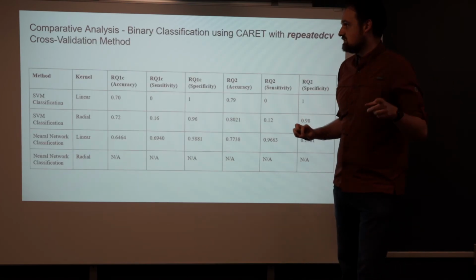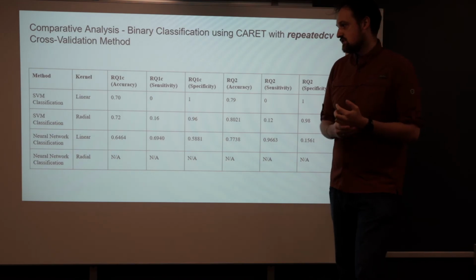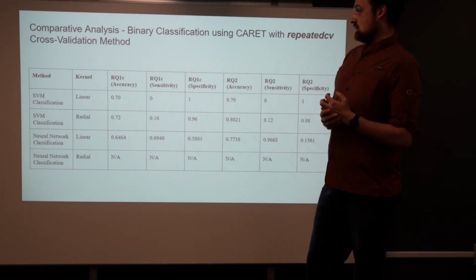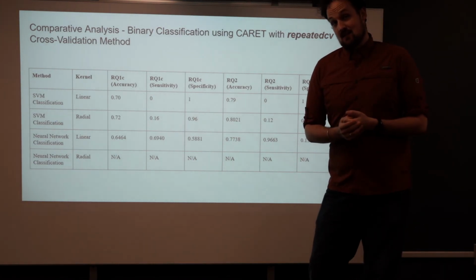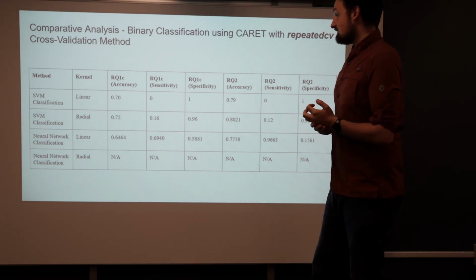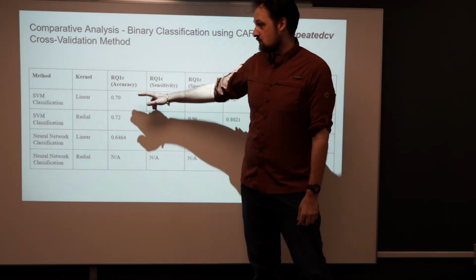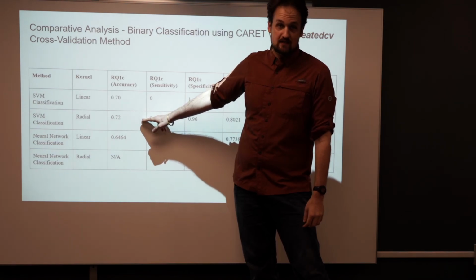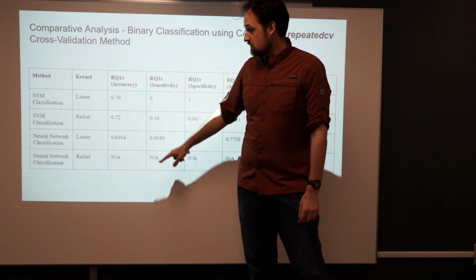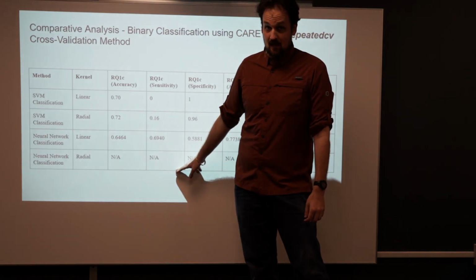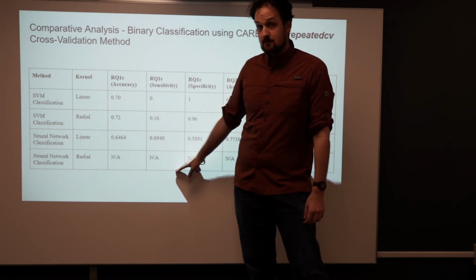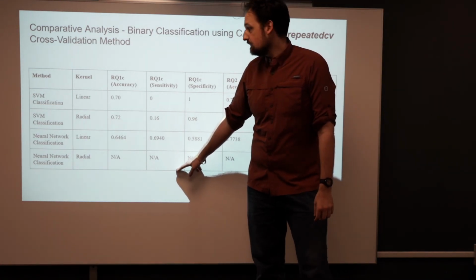For repeated CV, binary classification, this is a lot of information that I'm not going to cover in the remaining 30 seconds. That said, we did attempt to run both linear and radial kernels for both SVMs and neural networks. For neural networks, the code failed. I don't know what happened. R crashed every time I tried to implement the model.